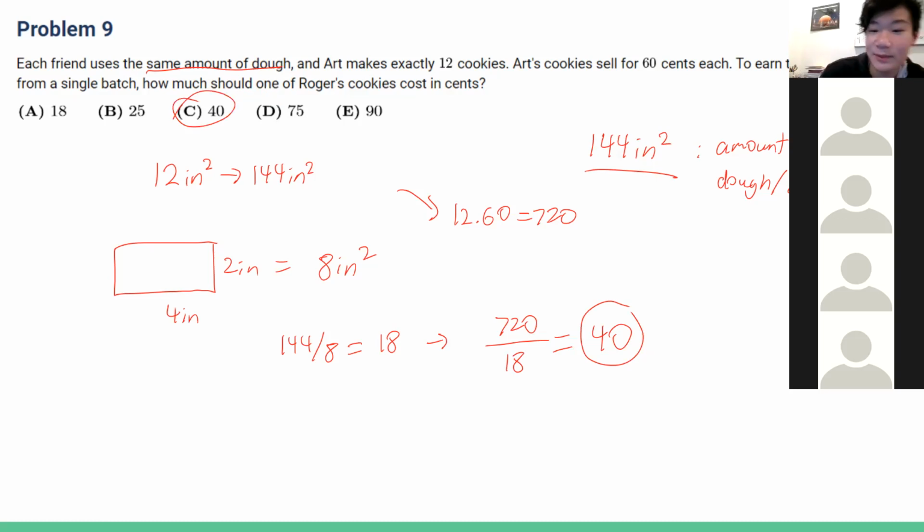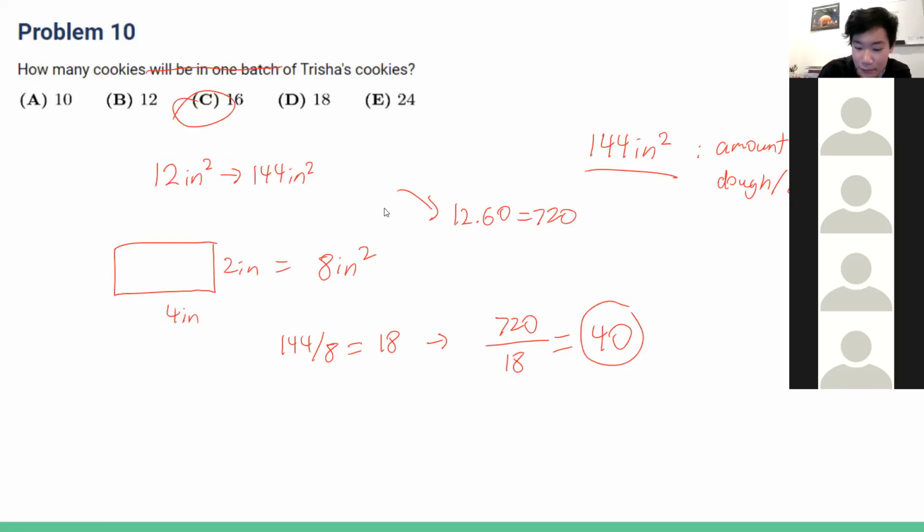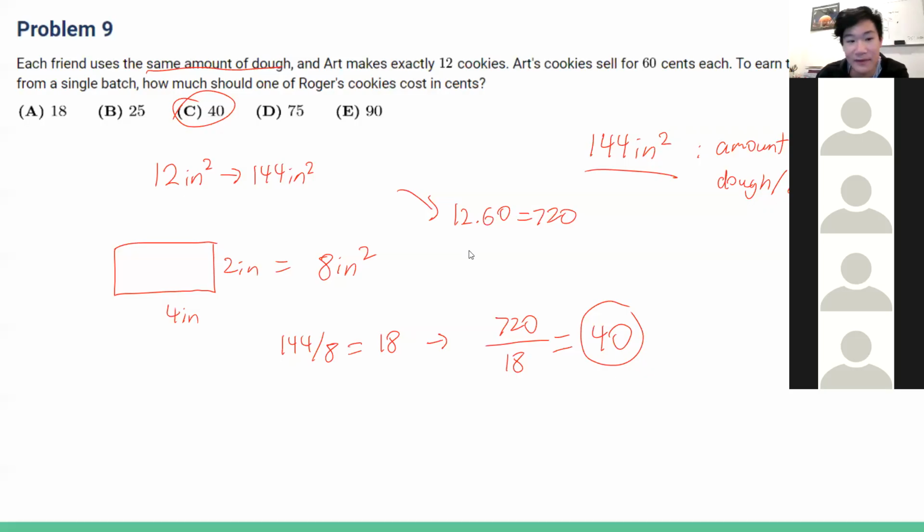Okay, so this one was a multi-step problem, right? We had to look at a lot of things. We also had to use information that we got from the previous problem. But once you dumb it down, you identify everything that you need to know. For example, we found Art's, we found Roger's, and then we found the amount of money that Art makes, and therefore the amount of money that Roger needs to make. Okay.